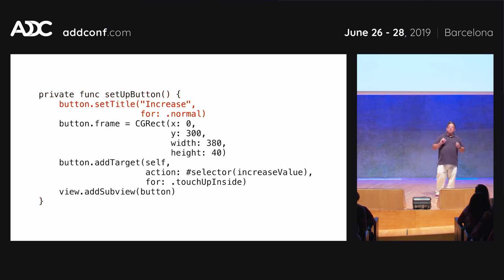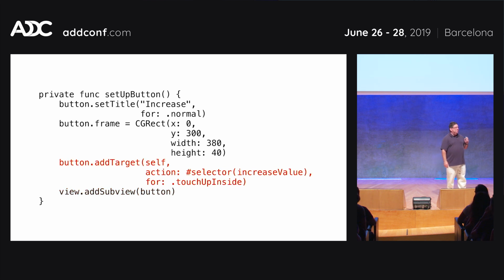Here's what it displays, and we have to say when it displays it, because if we press the button, it might say something else, and if it's highlighted. So in normal state, it says increase. We put it here on the screen. We put it precisely there on the screen. We add it to the view. But what a button really does is it's got to do something.